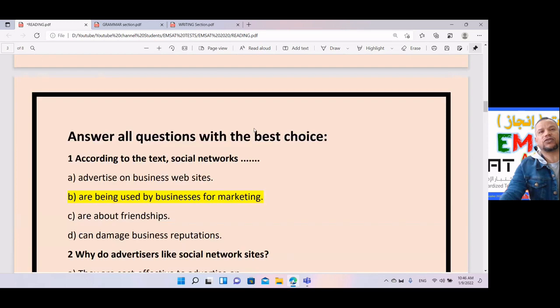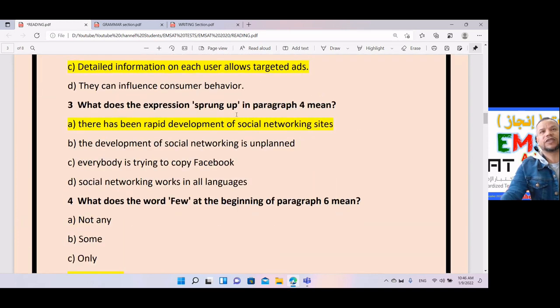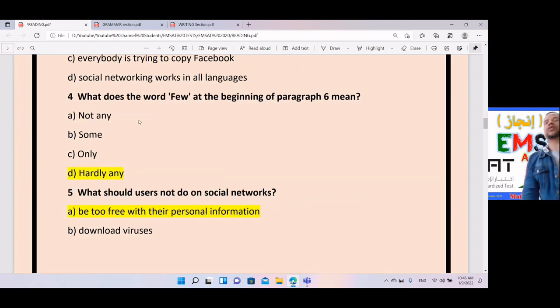So the meaning is related to the answer: there has been rapid development, because it's now easy to reach out, is easier for this network like Facebook and others. So it talks about the quick and fast development of social network sites. Question 4, what does the word few at the beginning of paragraph 6 mean? So it means not any, or some, or only, or hardly any. The answer is hardly any, and I will tell you why.